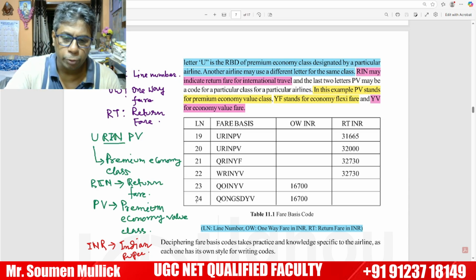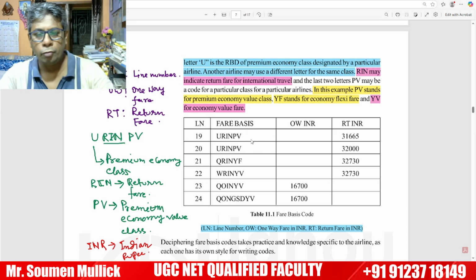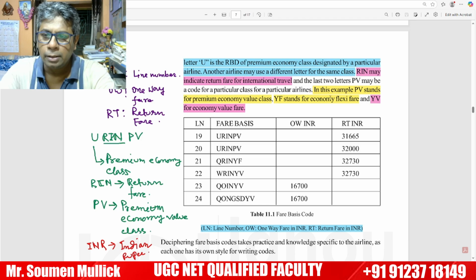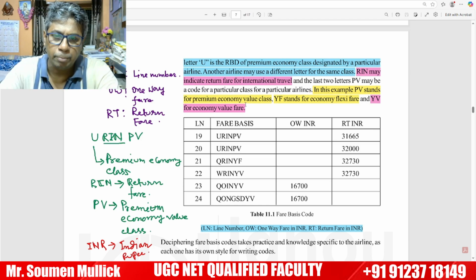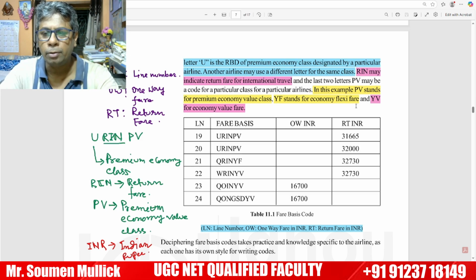INR means Indian rupee. So fare basis, this is a very simple way of understanding. In this example, PV stands for premium economy class. YF stands for economy flexi fare.